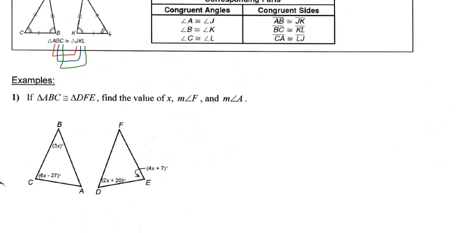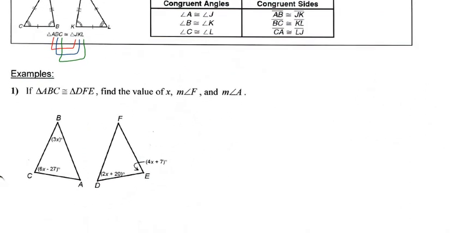And here we have example number 1, which says, if triangle ABC is congruent to triangle DFE, find the value of x, the measure of angle F, and the measure of angle A. So we're already given that these two triangles are congruent, and we have to find these three things, which are the value of x, the measure of angle F, and the measure of angle A.